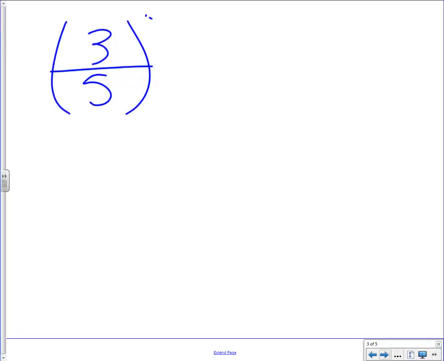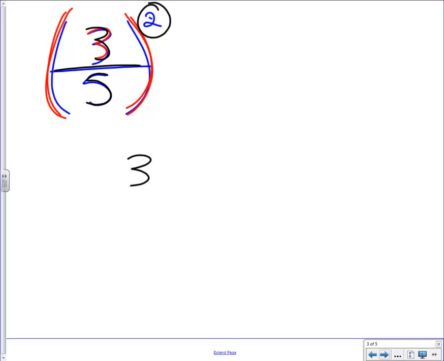The next one is going to be 3 over 5, and this whole thing is squared. So we've got a fraction, 3/5, raised to the second power. What I want you to see is that whatever's inside of the parentheses is the whole thing. So that 3 over 5 is what we take 2 of. So I have 3 over 5 times 3 over 5.